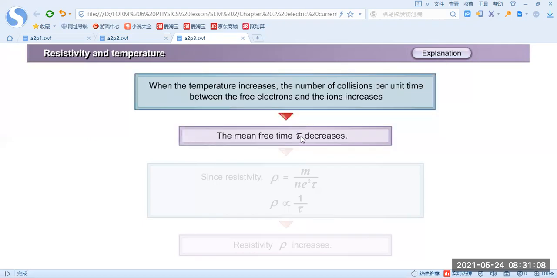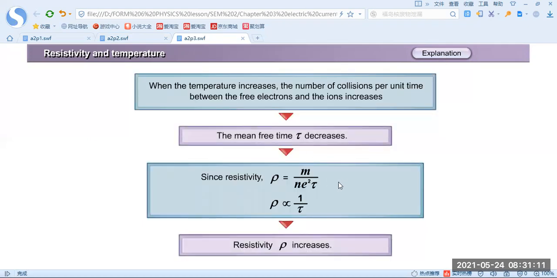Let's see. When the temperature increases, the number of collisions per unit time between the free electrons and the ions also increases. The mean free time τ will decrease. Since resistivity is equal to m over n e squared τ, the resistivity from here, we notice that it's inversely proportional to τ.